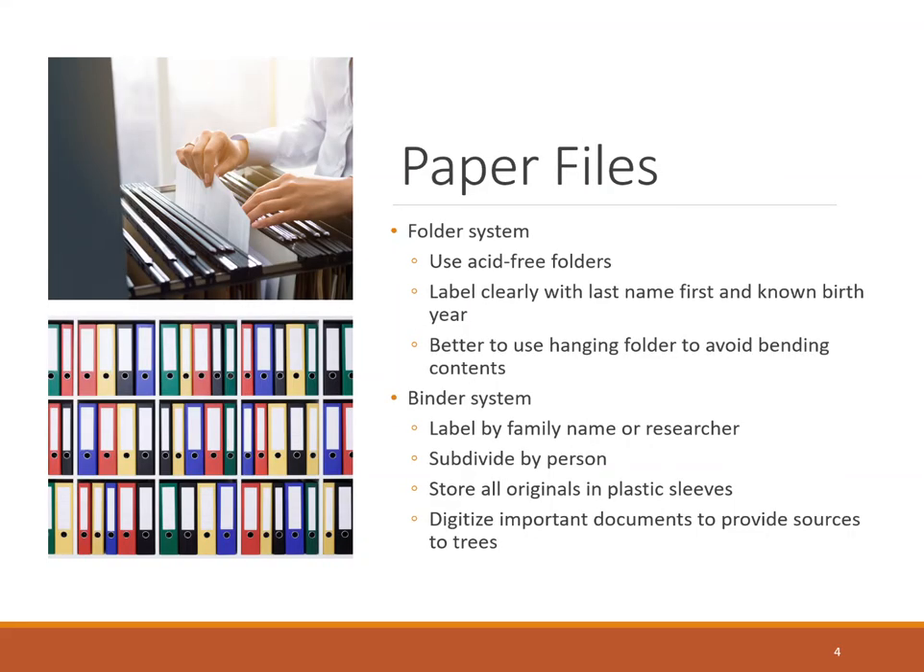In paper files, I have been transitioning to a binder system. I started out with a folder system. And it's important to use acid-free folders so you don't harm the contents, especially if they're valuable documents. Label everything clearly. My system was always last name first, and as you'll see, I always put at least a birth year with that name so that I can distinguish between similarly named people.